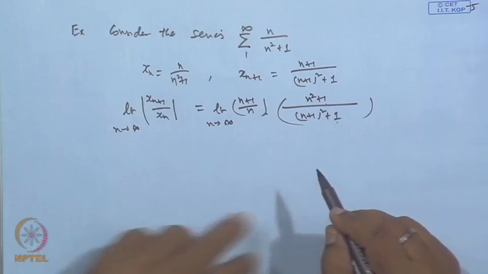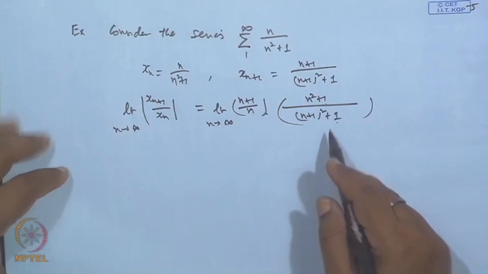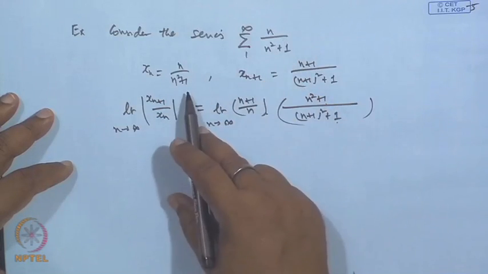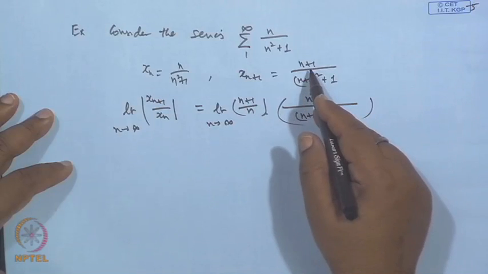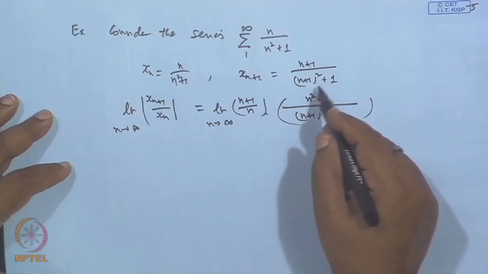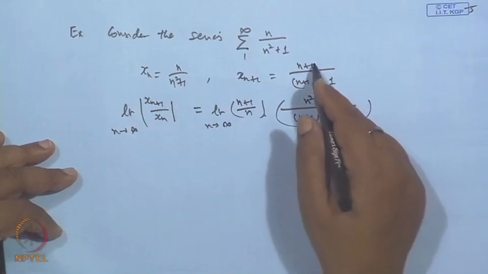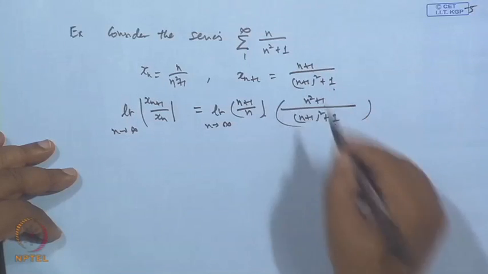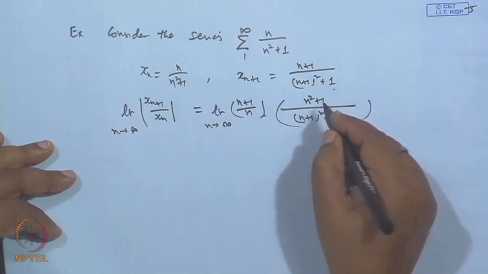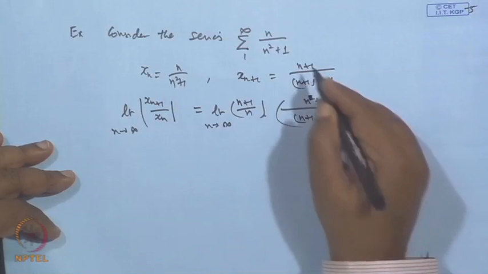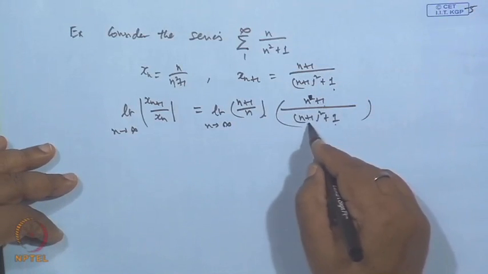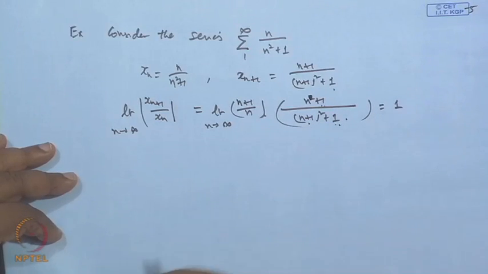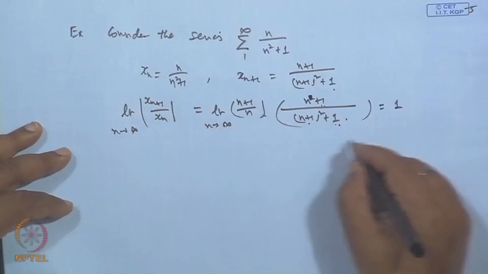So, why is it n plus 1? The calculation: x n is n over n square plus 1, so if you take this n plus 1, divide by (n plus 1) square. Sorry, that was a mistake; this is n plus 1, not n. So, divide by (n plus 1) square here. This limit is 1, this limit is 1, the product will be 1. So, the ratio test fails.